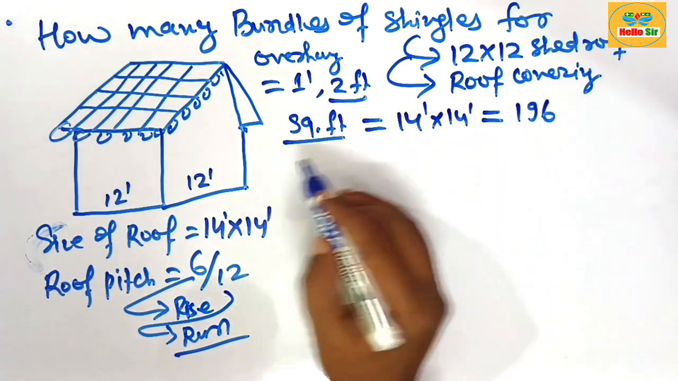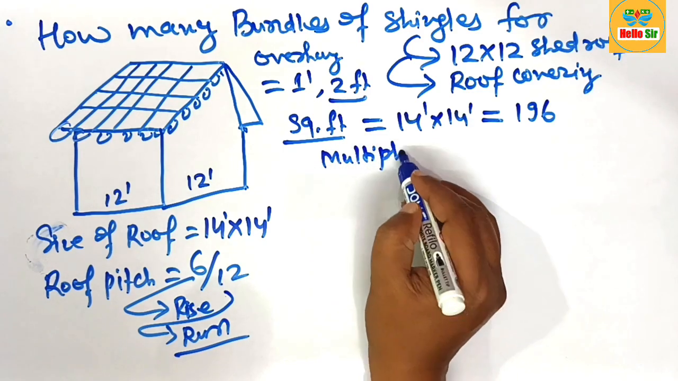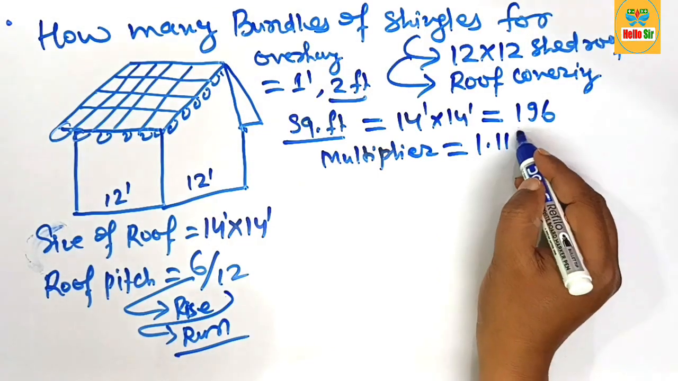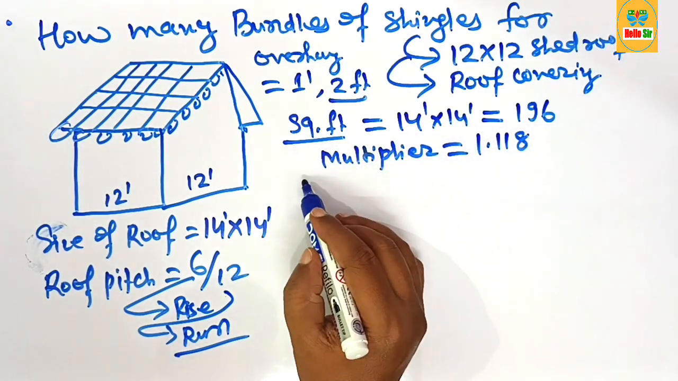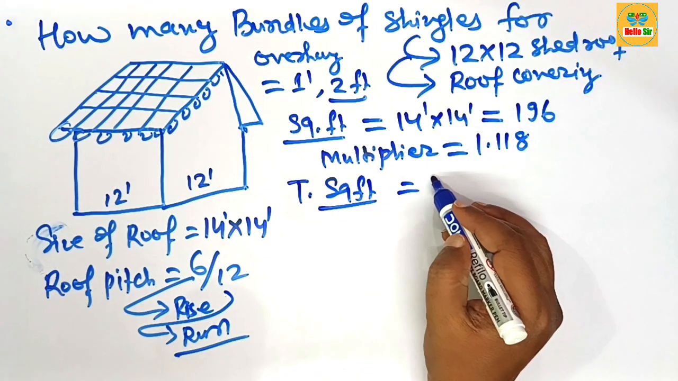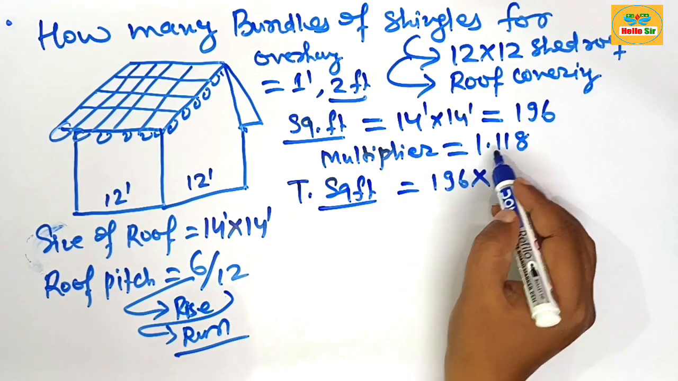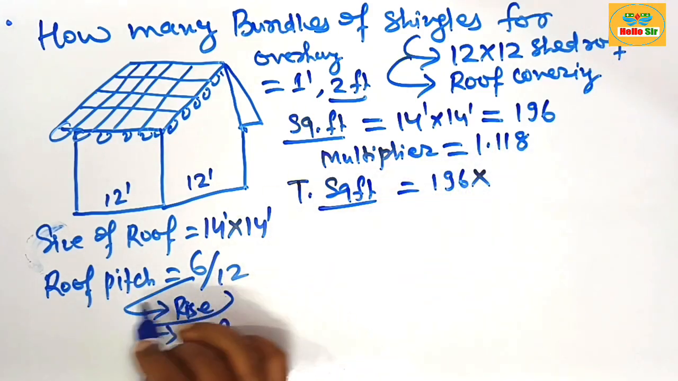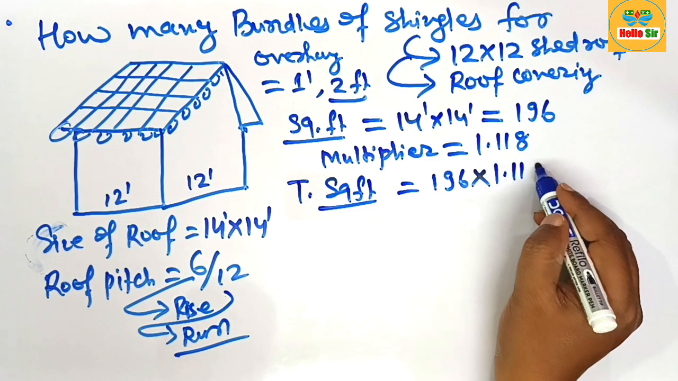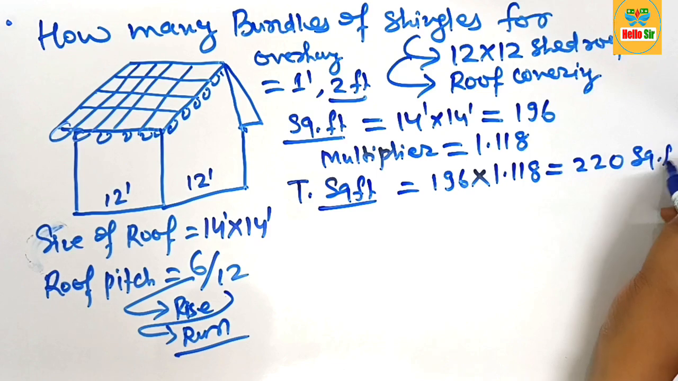which comes to about 196 square feet. And for the roof pitch, you remember the multiplier for a 6 by 12 roof pitch, that is 1.118. If you want to calculate the total square footage of roof covering, you just multiply this 196 by this multiplier, and this multiplier is only used for a 6 by 12 roof pitch. That is 1.118, and this comes to about 220 square feet.